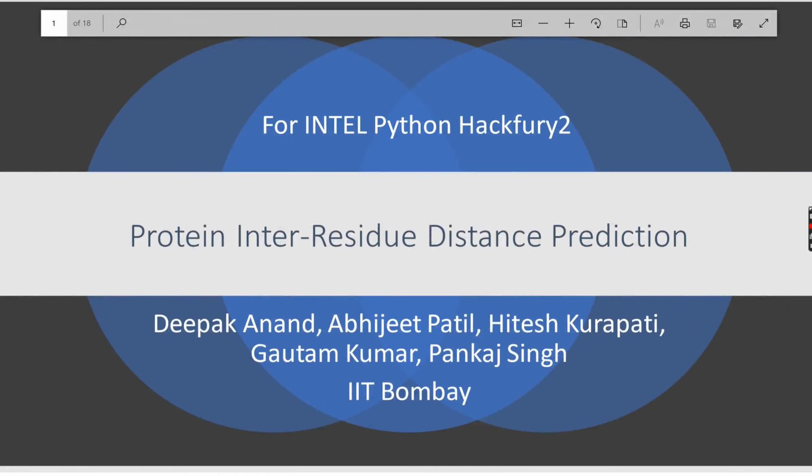Okay, so the problem which we are solving here is protein interresidue distance prediction. So what is this problem? The problem here is to predict the distance between two residues of protein. We will be explaining it shortly.